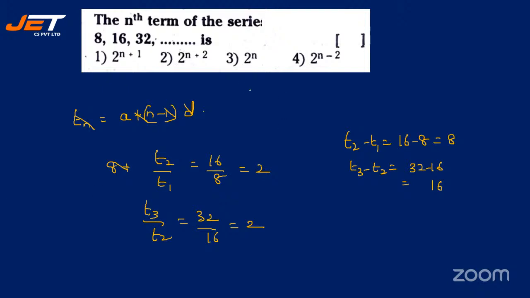Okay, now the nth term. For that we need to know the formula. An is equal to A R to the power n minus 1. So An is equal to A R to the power n minus 1. Right, so what is R? R is the common ratio.